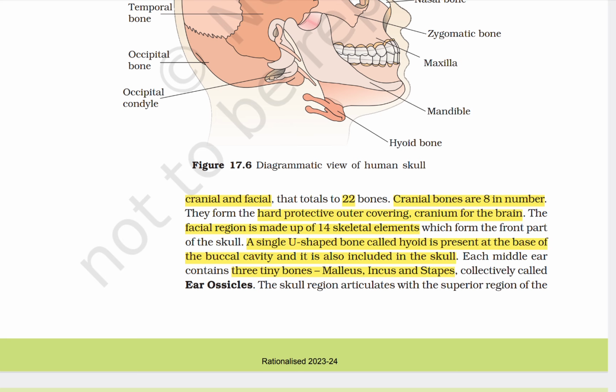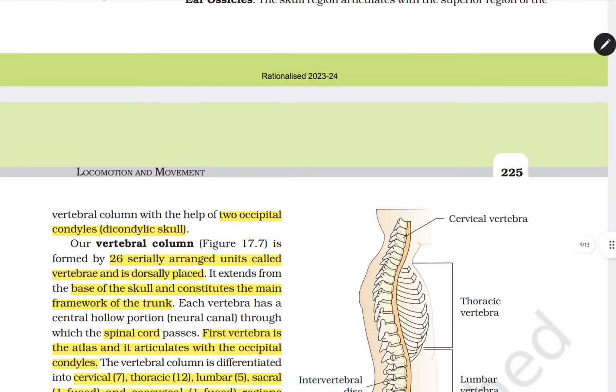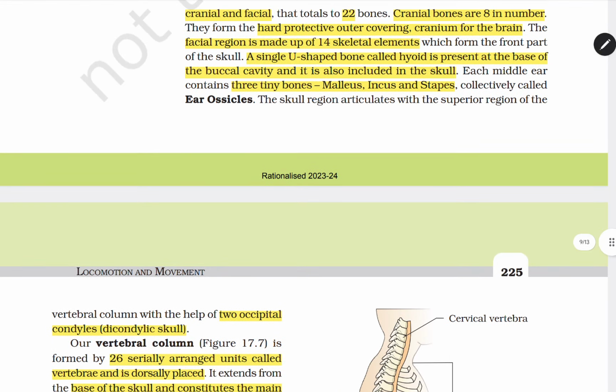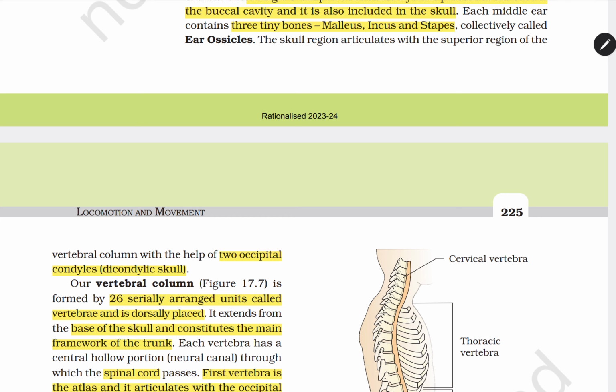A single U-shaped bone called hyoid, present at the base of the buccal cavity, is also included in the skull. Each middle ear contains three tiny bones, malleus, incus and stapes, collectively called ear ossicles. And the skull region articulates with the superior region of the vertebral column with the help of two occipital condyles, or dicondylic skull.